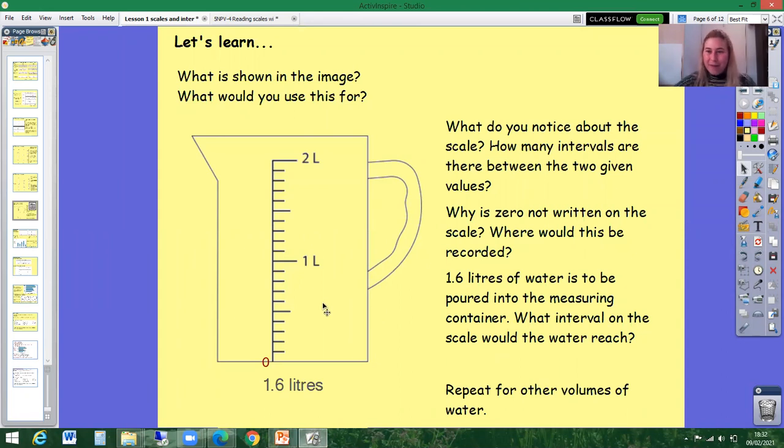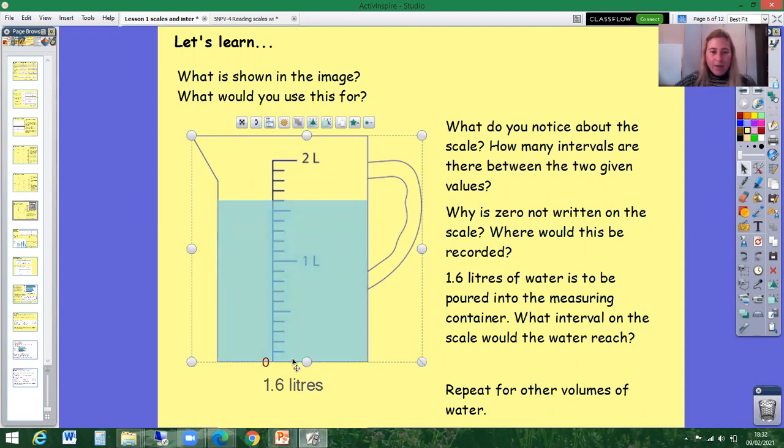So pause the video now if you haven't done this, because I'm about to reveal it. So here it is. And we can see that we've got 1 whole litre and then 6 tenths. Okay, you might want to pause the video and repeat for some other volumes of water. See if you can choose another mark and read what value that would have.